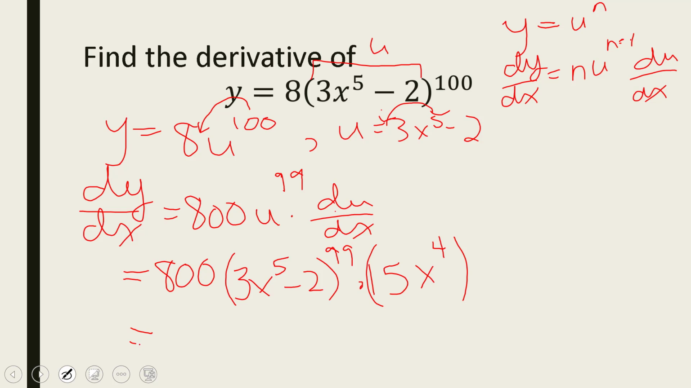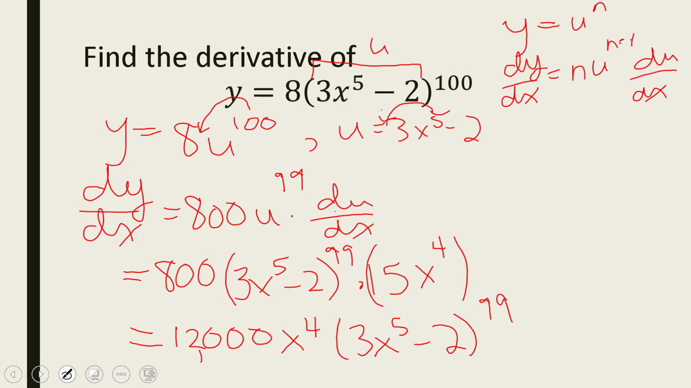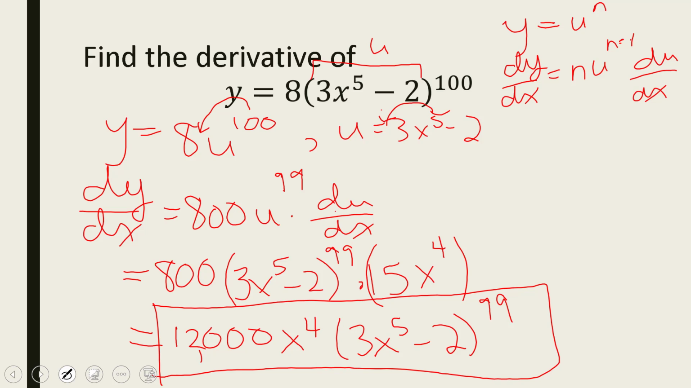This is correct, but we could rewrite this a little bit prettier. Let's see, 800 times 15, what would that be? Well, 800 times 5 would be 4,000, and then times 3 would be 12,000. So we have 12,000 in front, x to the 4th, times the 3x to the 5th minus 2 to the 99th power. Because the idea is multiplication can be done in any order, so we can move the 15x to the 4th in front. So there we go.